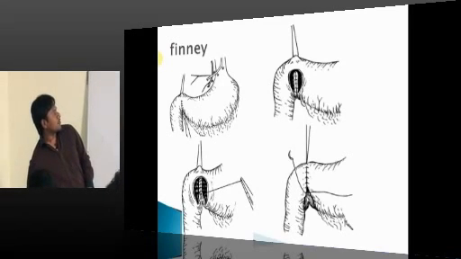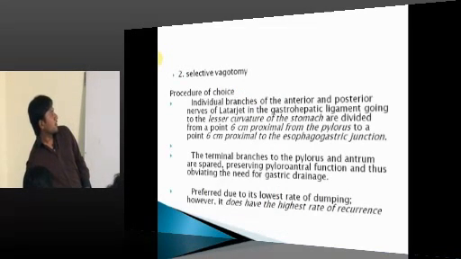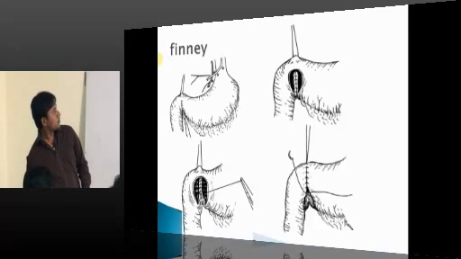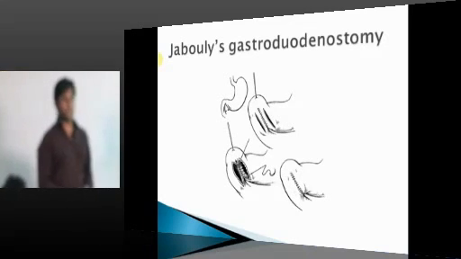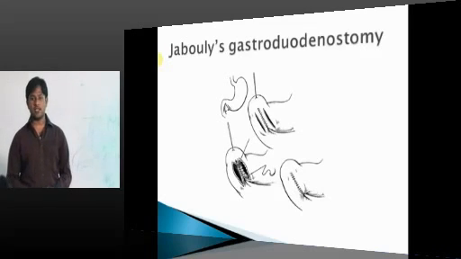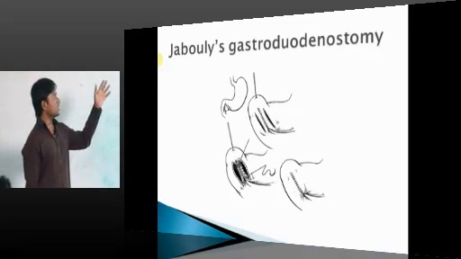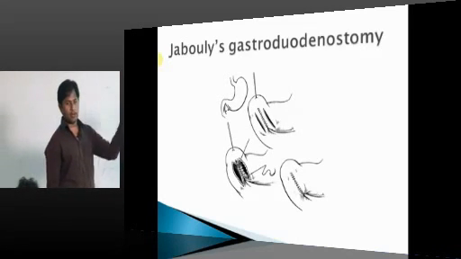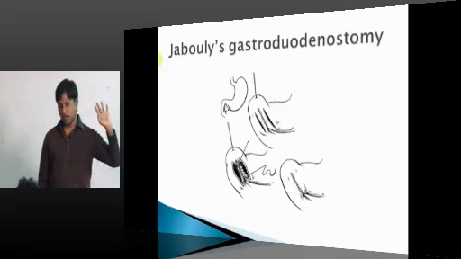And one more drainage procedure is Jaboulay's procedure. Have you heard about Jaboulay somewhere? In a case of hydrocele, Jaboulay's technique, partial excision and eversion of the sac in a case of hydrocele, that is Jaboulay's technique. Okay, Jaboulay's gastroduodenostomy. Simple, the gastric and duodenum are attached. Okay, gastroduodenostomy is done.